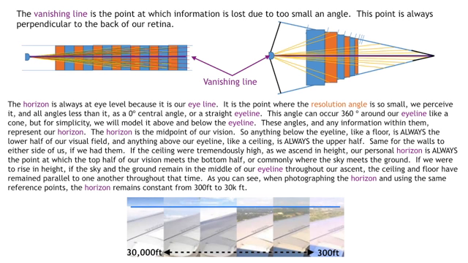But again, you can look at it from the top down, from a 45-degree angle, from a 90-degree angle, from a 270-degree angle. It's still going to be the same angle. But for simplicity, we're going to be looking at it as if you're looking at it from the side of the head. So these angles and any information within them represent our horizon. The horizon is the midpoint of our vision, so anything below the eye line, like a floor, is always the lower half of our visual field, and anything above our eye line, like a ceiling, is always the upper half.